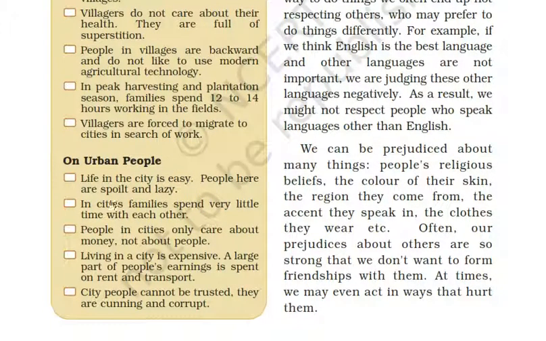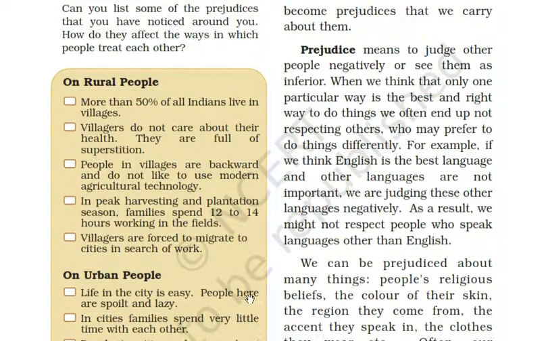On urban people, what are the stereotypes and prejudices? Life in the city is easy and people here are spoiled and lazy. In the cities, families spend very little time with each other. People in cities only care about money, not about people. And living in a city is expensive. A large part of people's earning is spent on rent and transport. City people cannot be trusted and they are cunning and corrupt.